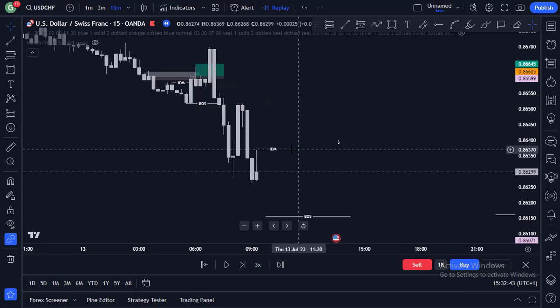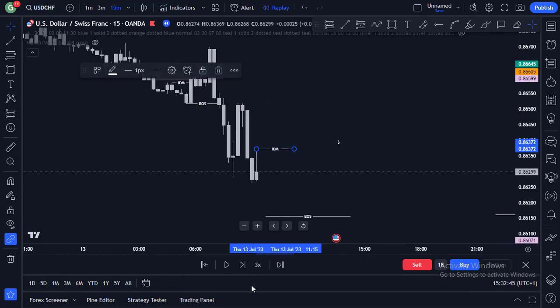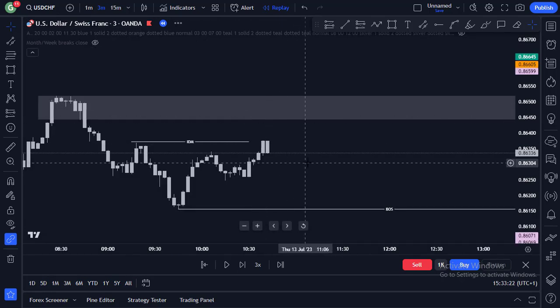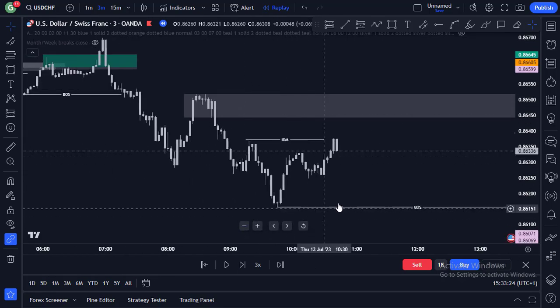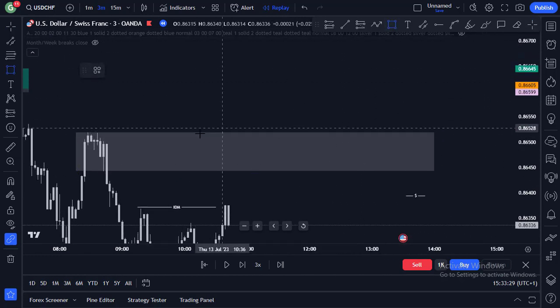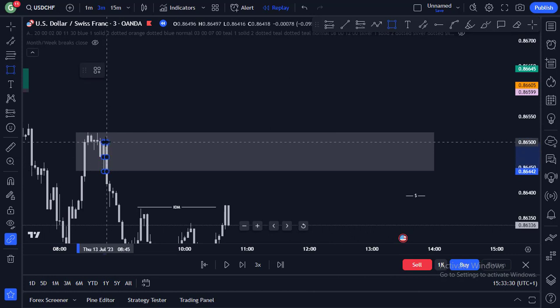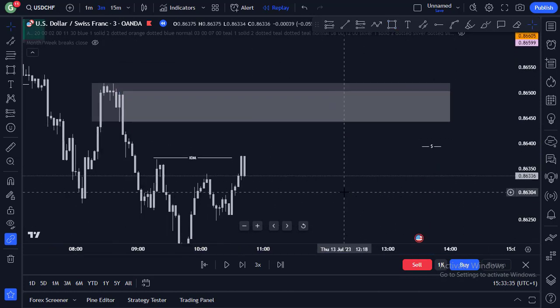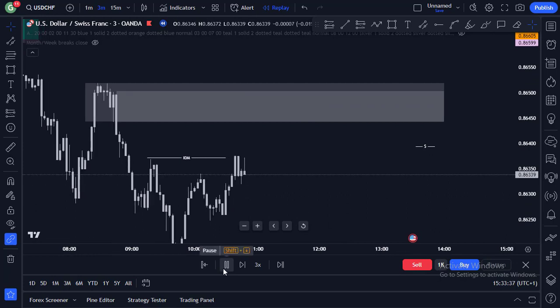So we can see that price has created an inducement right here. Let's see what happens. Play price. Let's go to the 3 minutes and refine our 15 minutes order block and see what happens next. All right, on the 3 minutes we can see that there's really no need for a refinement because this is pretty much the refinement right there, so we can do without it. So now we are going to be looking for an entry. Let's see what price does.